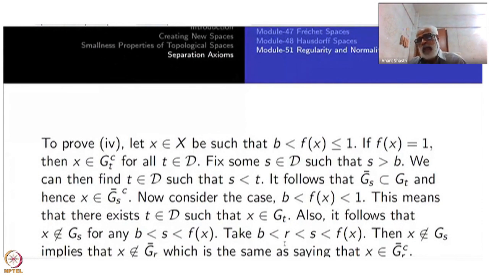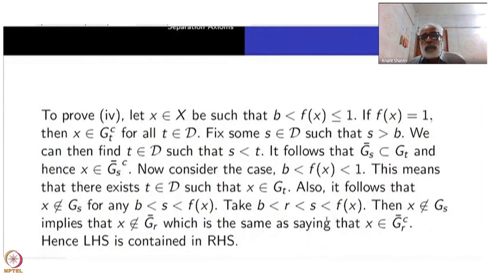Again, I am using the density of D here. Then x cannot be in G_s implies that x cannot be in G_r closure, because the closures of the corresponding sets are contained in G_s. Which is the same thing as saying that x is in G_r bar complement. So we have found another element which contains x on the left. Hence, LHS is contained inside RHS. So you see, the proof of 4 required us to use the density of D at least 3 times here.